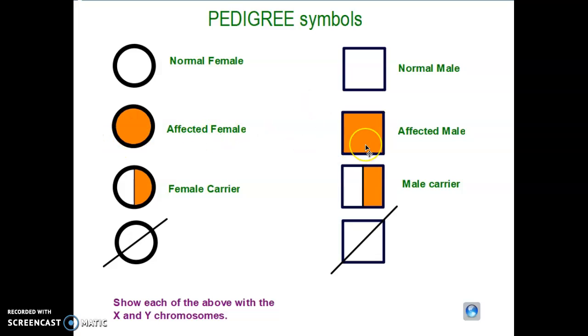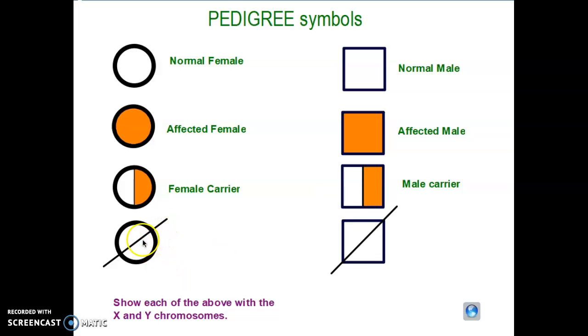If it is colored in, that means they have the trait, and if they are a carrier, that means they're probably heterozygous for that condition. So like have brown eyes but carry the gene for blue eyes, if you know what I mean.